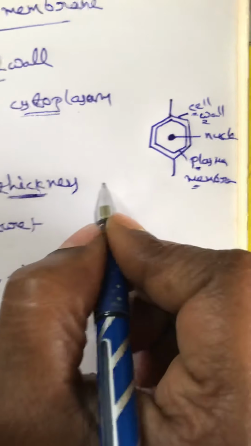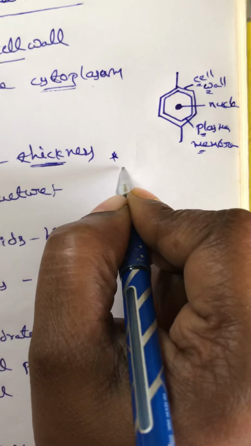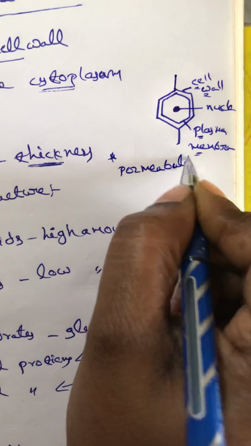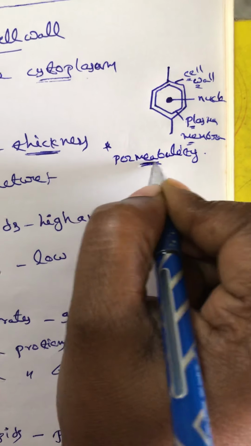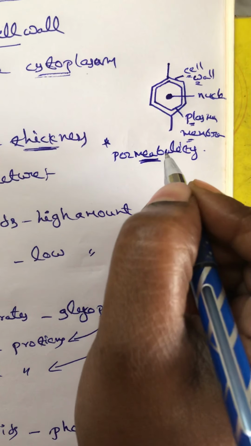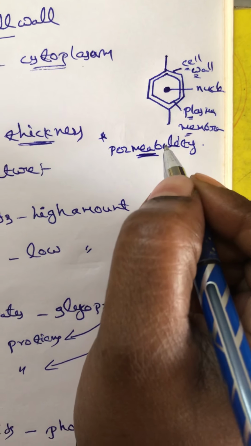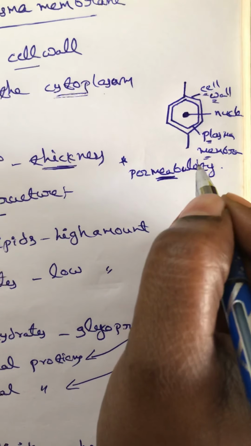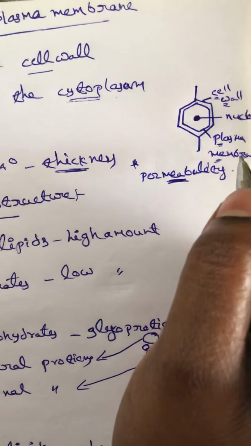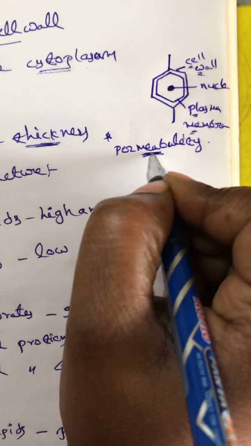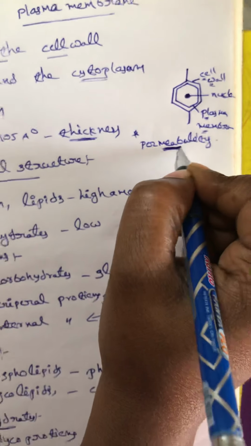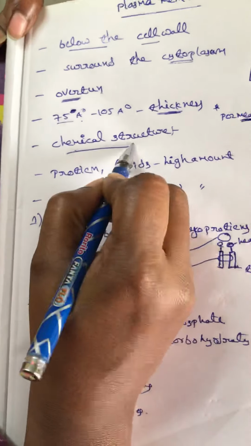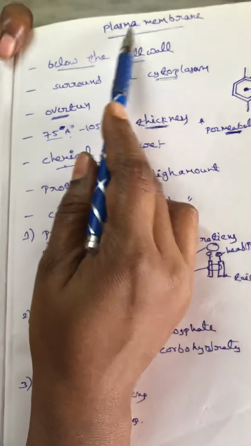The plasma membrane has an important character: it has permeability. Permeability is nothing but the plasma membrane absorbing the essential wanted materials from one cell to another cell. That means it observes the concentration of liquids.